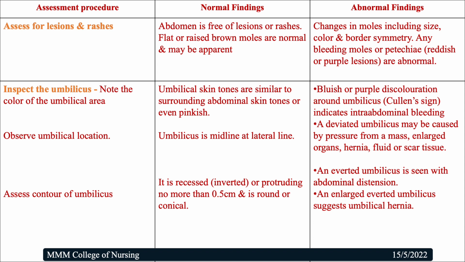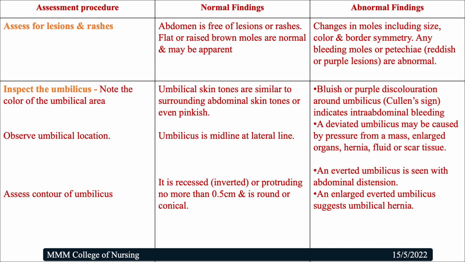Assess for lesions and rashes. Normally, the abdomen is free of lesions or rashes. Flat or raised brown moles are normal and may be apparent. The abnormal findings are changes in moles including size, color, and border symmetry. Any bleeding moles or petechiae, that is reddish or purple lesions, are considered abnormal.